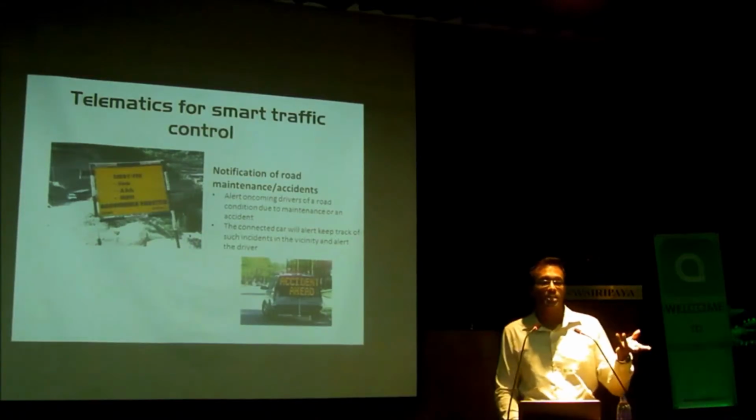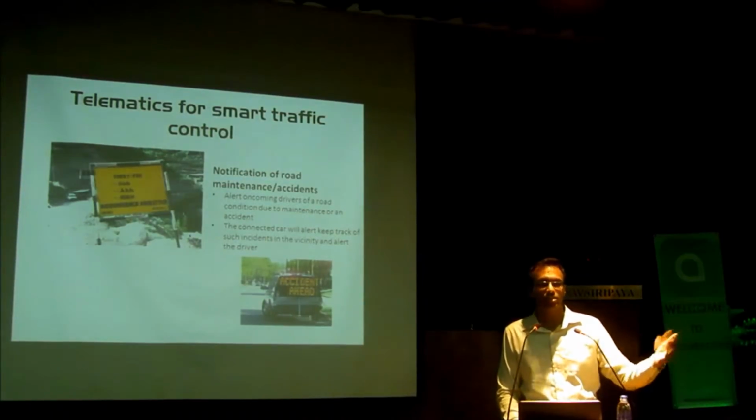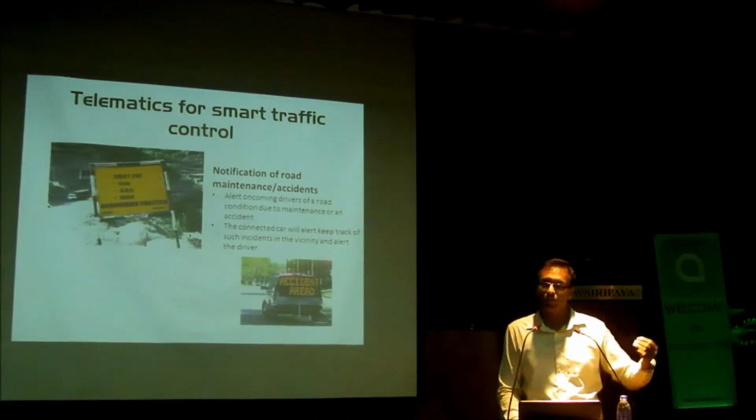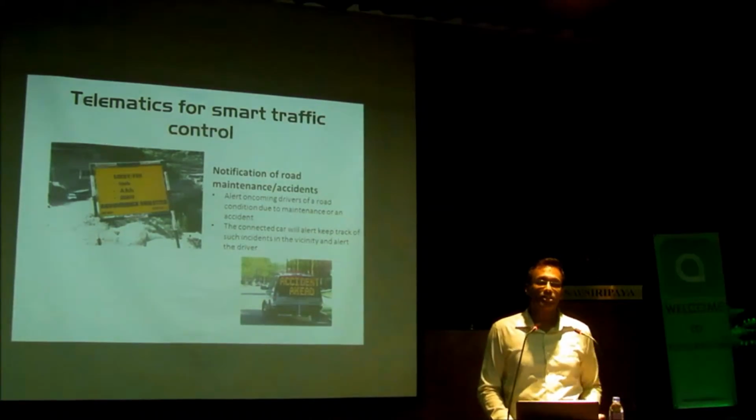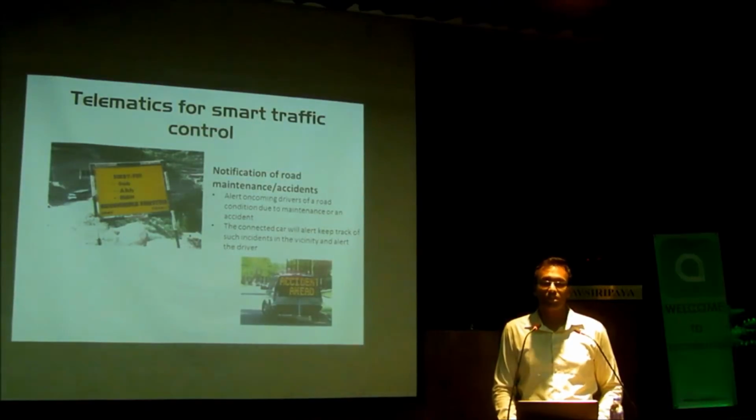Then again, if there is maintenance, you can divert traffic. You can inform the drivers in advance. How? Through the connected car. Not necessarily analytics, but the connected car will tell you, okay, there's an obstruction in the road 2 kilometers down. Choose an alternate route, or you will be delayed.